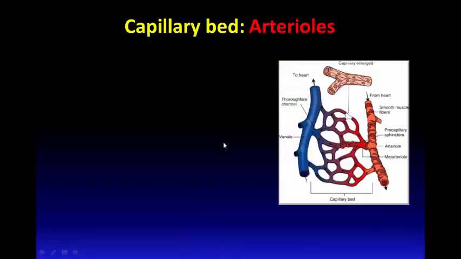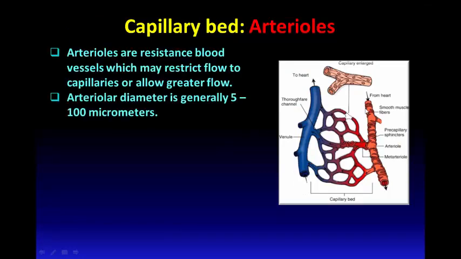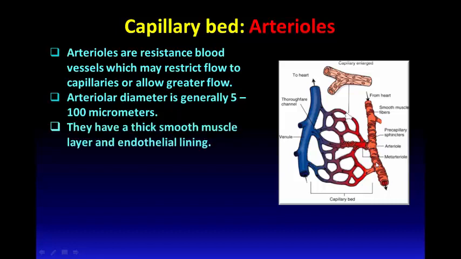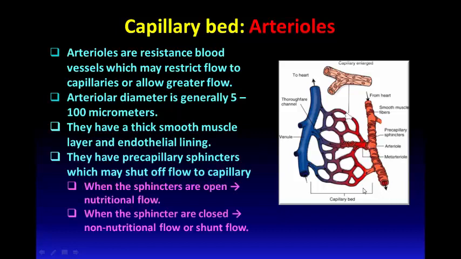The first component of a capillary bed are the arterioles. The arterioles are resistance blood vessels which may resist flow of blood to the capillaries, or they may allow greater blood flow through the capillaries. The arteriolar diameter usually ranges from 5 to 100 micrometers. They have a thick smooth muscle layer and an endothelial cell lining.